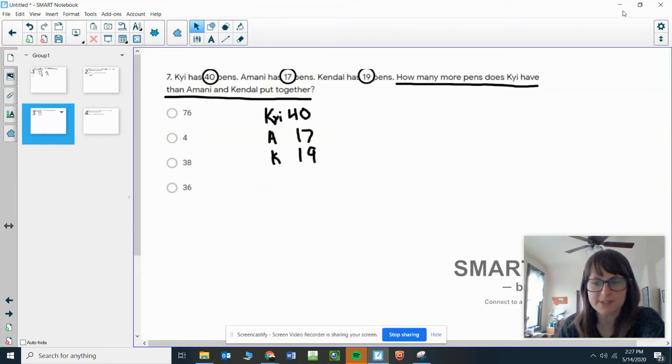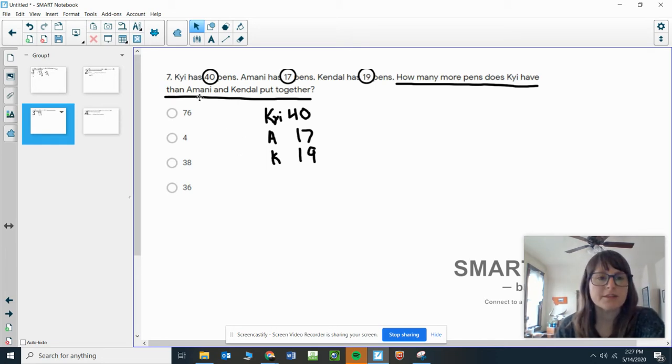I'm going to go over number 7 and 8 with you on the two-step story problems. Let's take a look at number 7. Kai has 40 pens, Amani has 17 pens, Kendall has 19 pens. How many more pens does Kai have than Amani and Kendall put together?